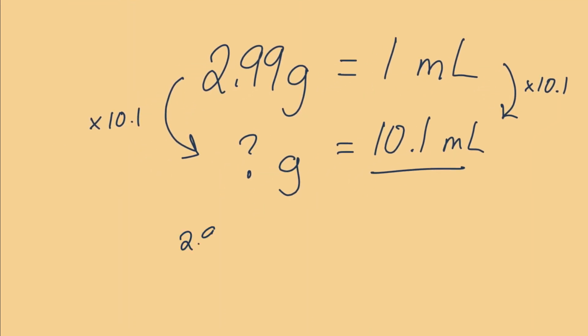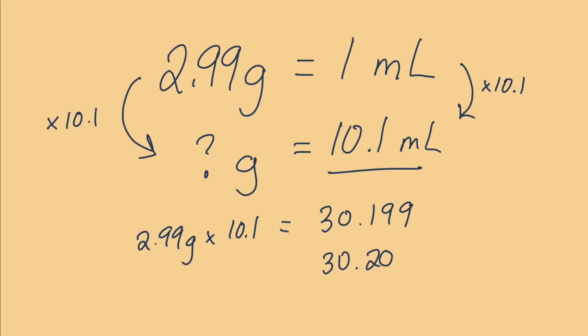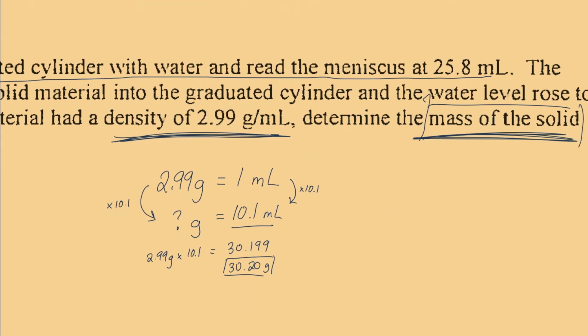So this becomes 2.99 grams times 10.1. Let's do the math here. 2.99 times 10.1 gives us 30.199, and rounding that to 30.20. 30.20 what? 30.20 grams. That is the mass of our solid object.